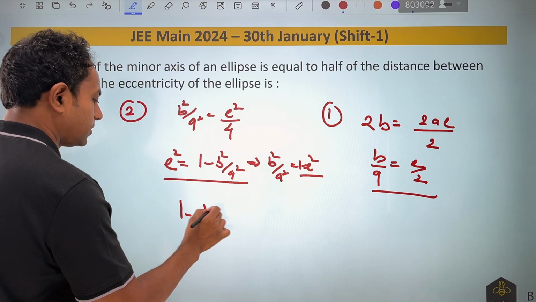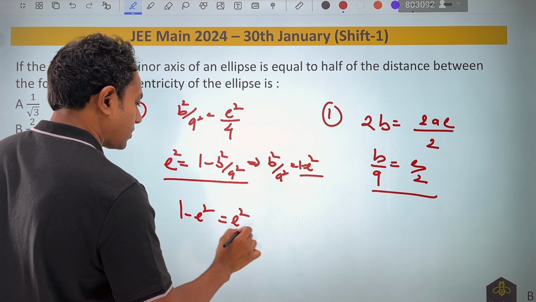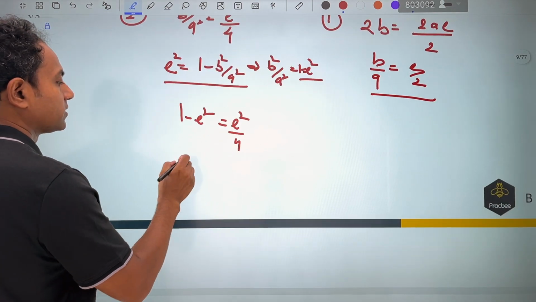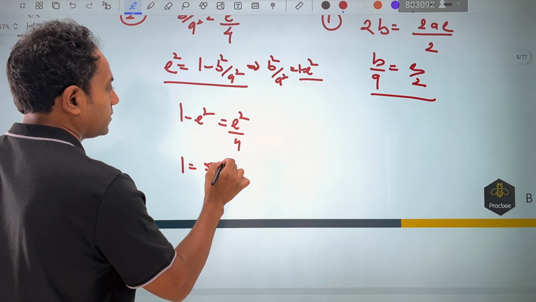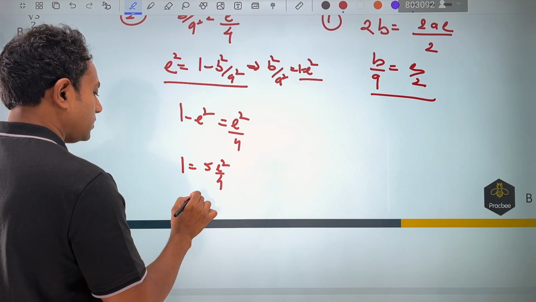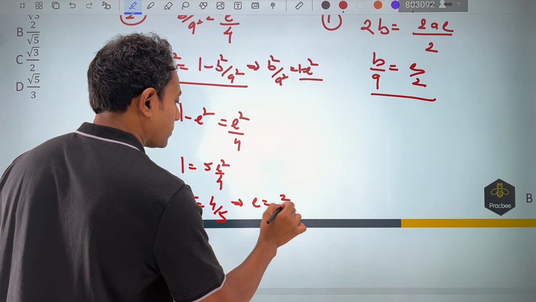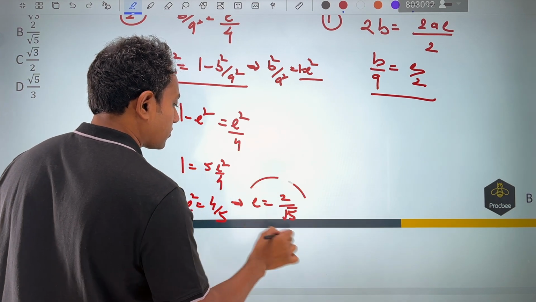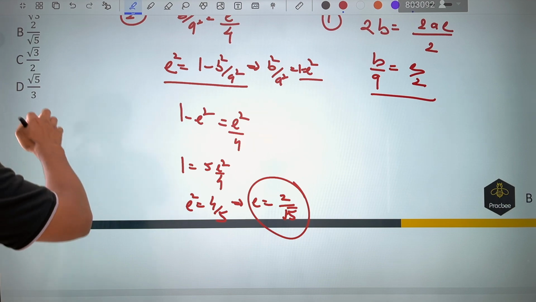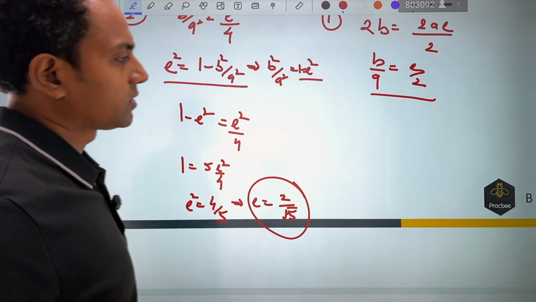This is 1 minus e square. This is e square by 4. If I simplify, this becomes 5 e square by 4. So e square is nothing but 4 by 5. Eccentricity comes out to be 2 by root 5. Now let us check the options and see whether it matches or not. You can see that B option matches the description.